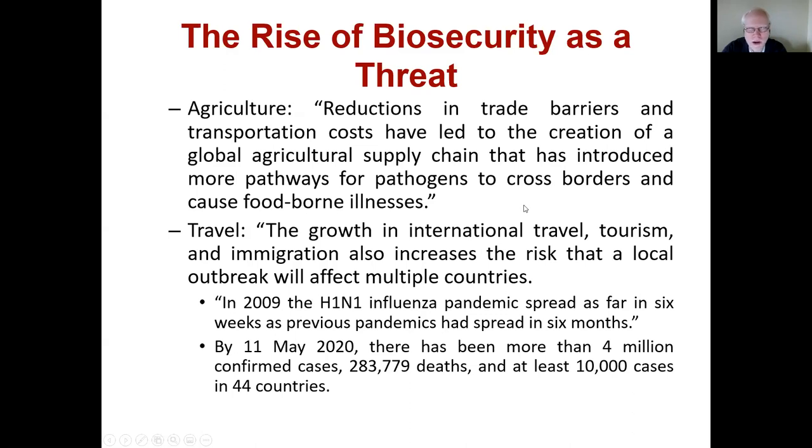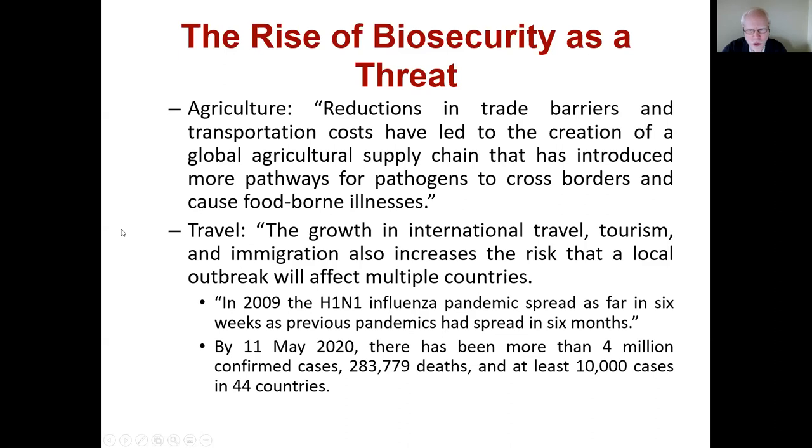Agriculture. Part of the globalized world is that we get our food products, our agricultural products, from multiple countries. Reduction in trade barriers and transportation costs have led to the creation of a global agricultural supply chain that's introduced more pathways for pathogens to cross borders and cause foodborne illnesses. If it used to be that you got all of your food from local sources, or at least national sources, even if a foodborne illness emerged in one part of the world, it stayed localized to that one part of the world. It wouldn't spread to others because the agricultural supply chain was relatively restrained. Now, as we're dealing with the global agricultural supply chain, if there's a foodborne pathogen that emerges in one part of the world, it's likely to quite quickly spread to many other parts of the world.